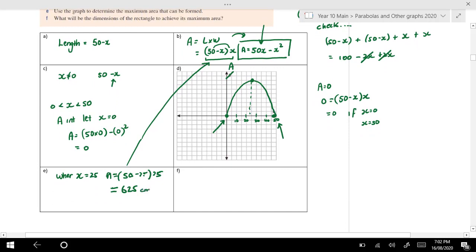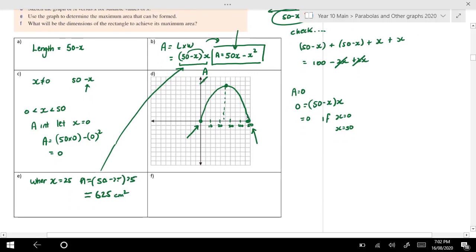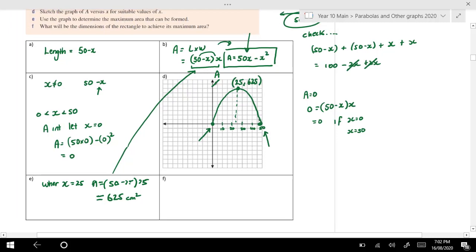So what have we got? Well, this has just told us that we've got a turning point at 25 and 625. Now, what are the dimensions of the rectangle to achieve this maximum area? We'll get to that in a second. You can see that there appears to be a maximum turning point at this point here. So what does that mean? It means that when x is equal to 25 centimeters, then my area is equal to 625 square centimeters.